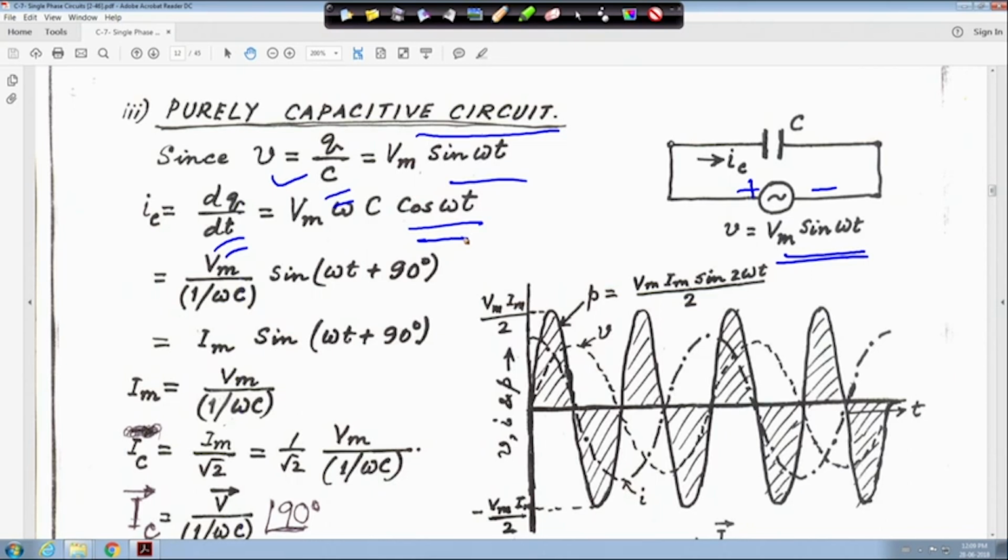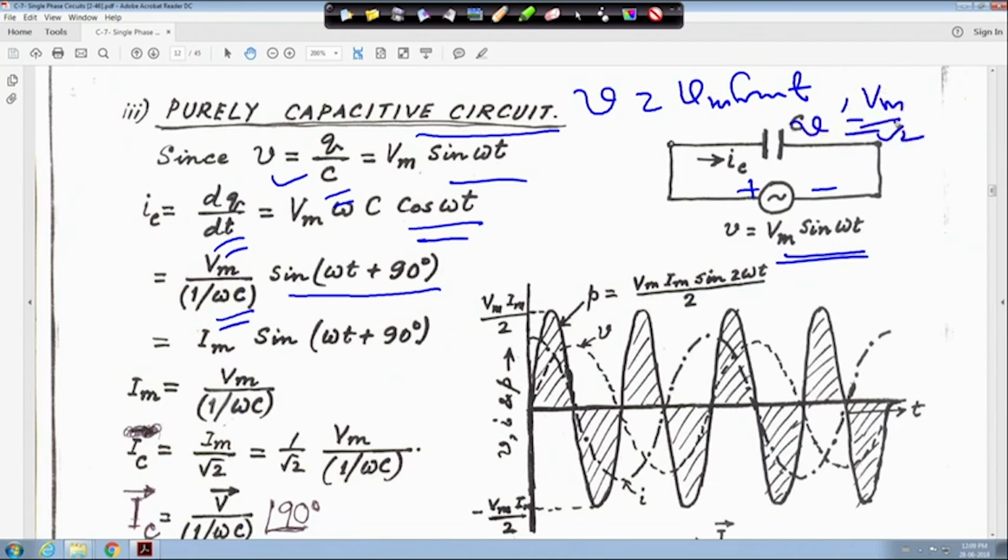So, you can write sin 90 degree plus theta is equal to cos theta. Therefore, you can write Vm upon IC is equal to Vm upon 1 upon omega c sin omega t plus 90 degree, right. That means my V is equal to Vm sin omega t. That means my RMS value is Vm by root 2. That means my phasor notation will be V angle 0 degree. Similarly, for current we got Im sin omega t.